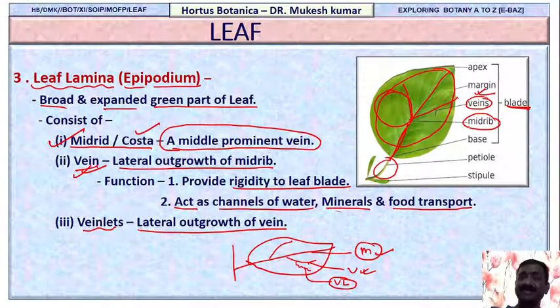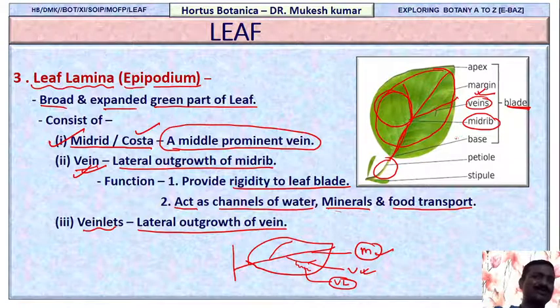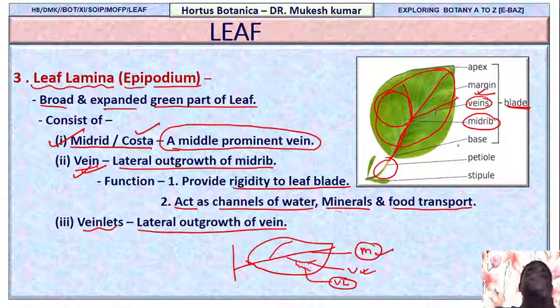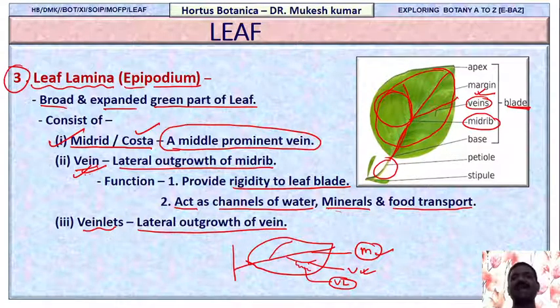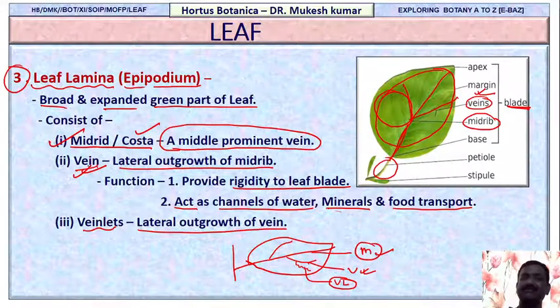Mind well, this vein is very important. When veins are not present, remember I told you in gymnosperm plants, when veins are absent, the leaf becomes like a needle, and this is called leaf needle in the case of Pinus. Remember, it is very important. So you find here, this is the third structure, that is the leaf lamina. It is a broad, expanded green part, having three important parts, that is midrib, also called costa, vein, and veinlet.